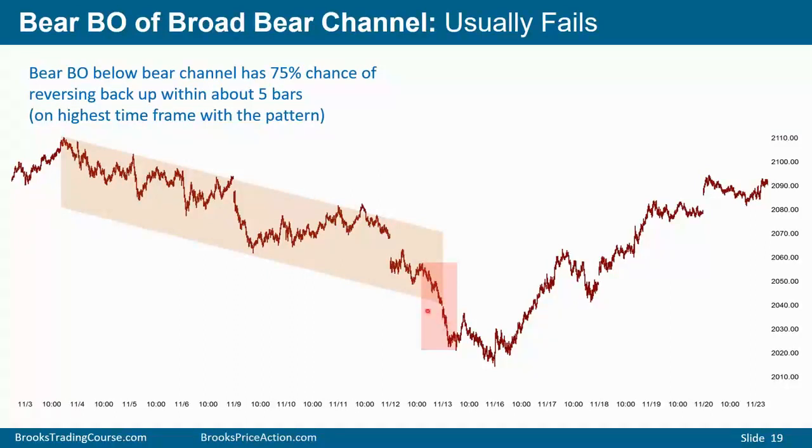Broad bear channel, and now we're accelerating downward and we're getting a bear breakout below the bear channel. Whenever you have a bear breakout below a bear channel, there's a 75% chance the breakout is going to fail and the market will resume up and test the top of the channel. Whenever I see a strong bear breakout below a bear channel, I look at the highest time frame that shows the broad bear channel. And on that time frame, the bear breakout has a 75% chance of failing and beginning to reverse within 5 bars.